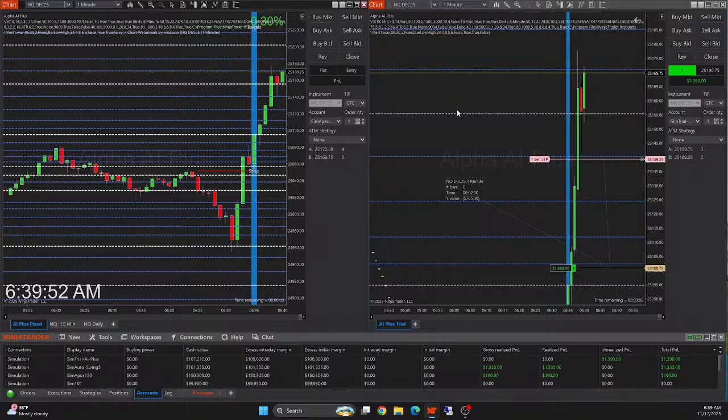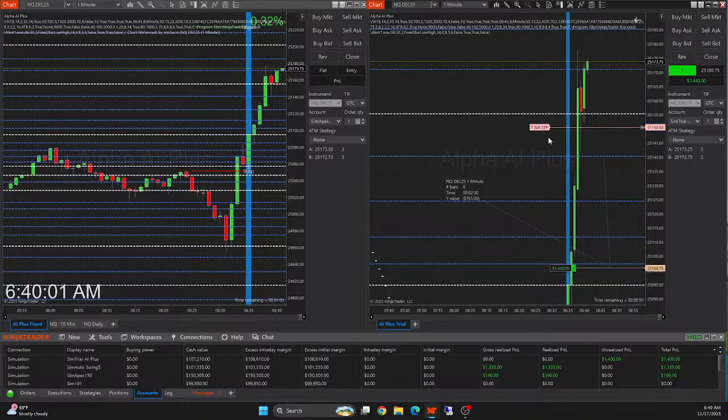Okay, keep moving up. Secure some profit now. Let's go. Secure some profit, man. Do not let this go away. Here we go. Let's secure some profit. Now I secured 900 ticks from this trade and the market is still moving.